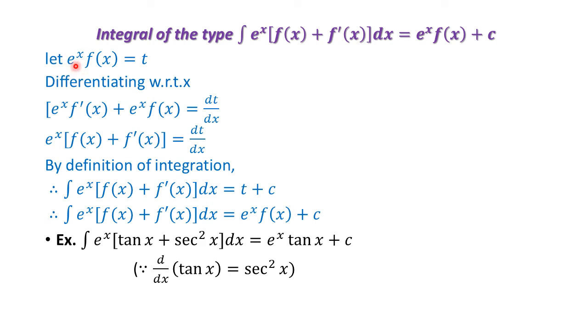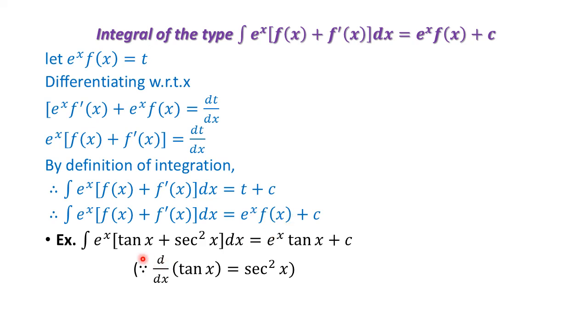So let us have another overlook of it. e raised to x f of x is equal to t. Differentiate it. Then by the definition, integration cancels derivative, therefore t, by back substitution, and we get the required result. In very few steps we get it proved. Now to understand this result, let us consider one example, which is a very easy example. It may be asked for 1 mark with this proof in the exam.